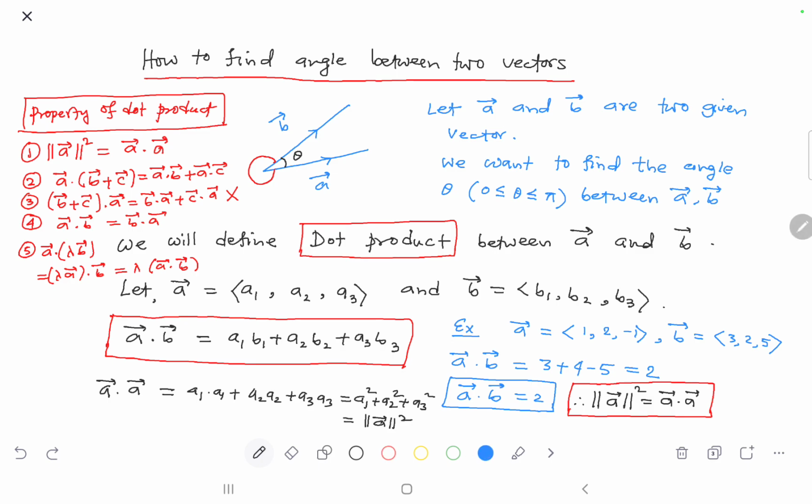This property, these 5 properties, you can prove using the definition of dot product. See, we have the definition of dot product here, right? A dot B equals what? A1 B1 plus A2 B2 plus A3 B3. Now all these 5 properties you can prove using this definition. Okay?